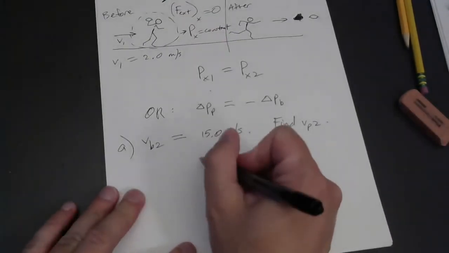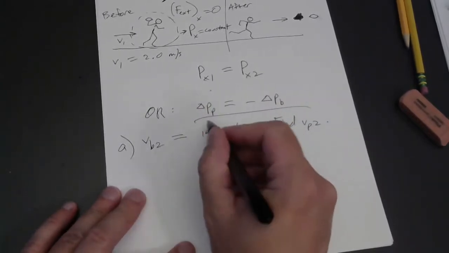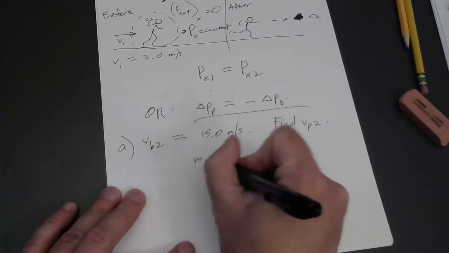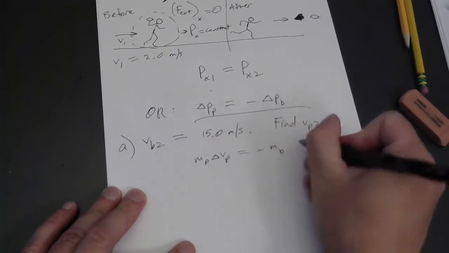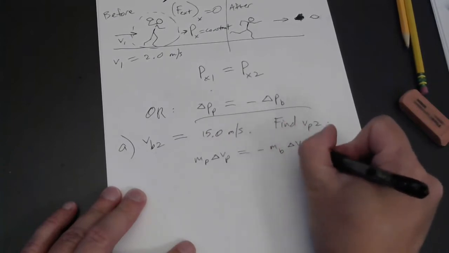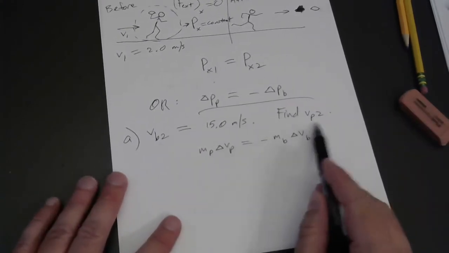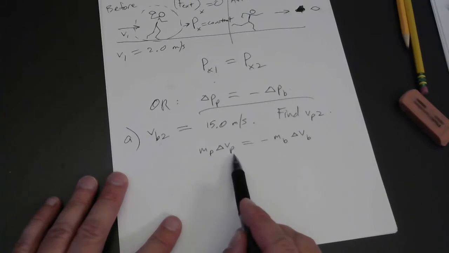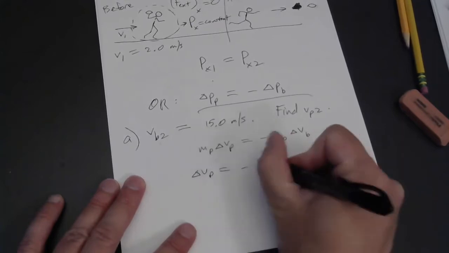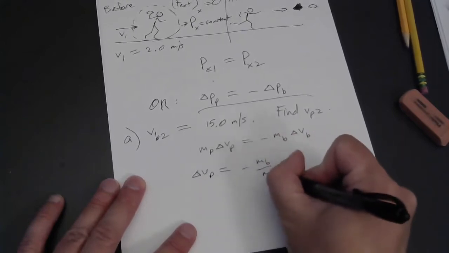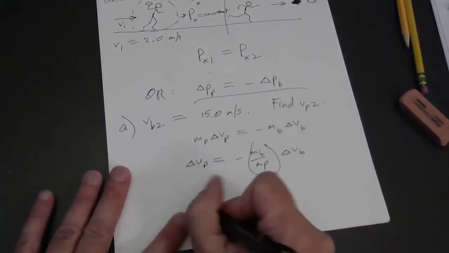Okay, so I'm just going to implement this. Since the masses are not changing, delta P for the player would be mass of the player times delta V of the player. That's got to be the negative of mass of the ball times delta V of the ball. Again, I'm implementing this equation. Since I'd like to find the final velocity, I really ought to solve for delta V of the player. So that would be negative the ratio of the masses, multiplied by the change in velocity for the ball.